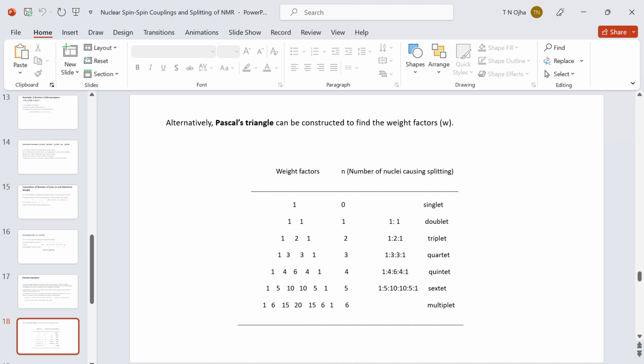When there are 5, 1, 5, 10, 10, 5, 1. When there are 6 splitting nuclei, meaning 2 methyls on either side, then the splitting coefficients are 1, 6, 15, 20, 15, 6, 1. So in this way, we can calculate how many lines should appear and what should be their relative intensity. By having the number of lines in the multiplet and the relative intensity, we derive a lot of information regarding the structure. Actually, chemical shift and multiplicity both are the gist of NMR spectrum analysis.